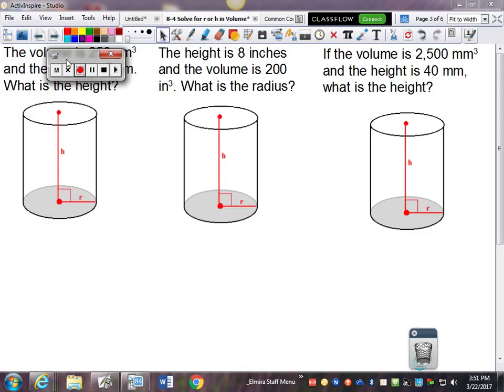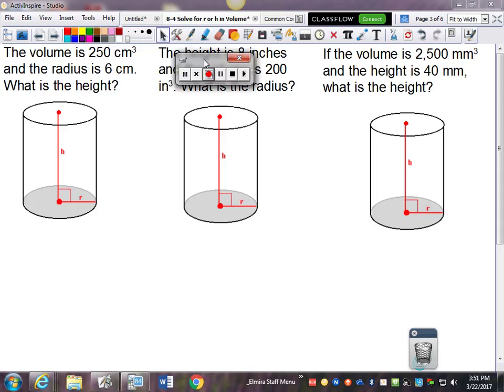Hey guys. Alright, so in our video today we are taking cylinders, cones, and spheres, and instead of figuring out the volume, we know the volume. So we're just going to be subbing in and working backwards through the equations to find the volumes.